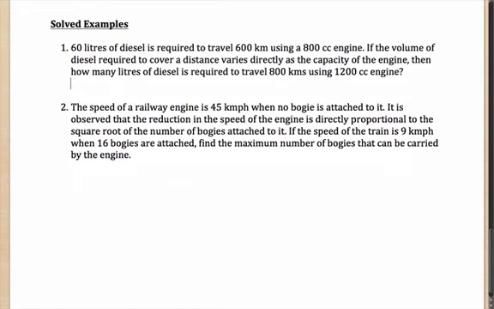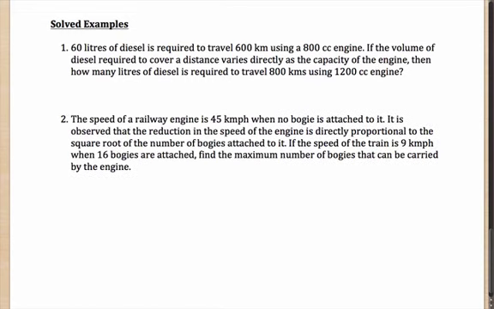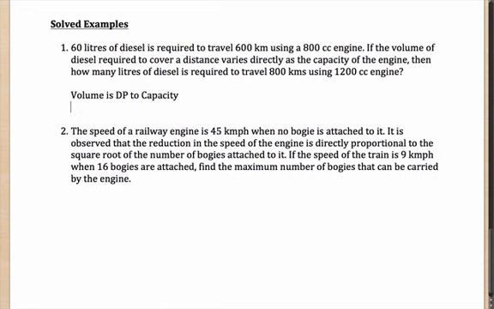So what am I given? I am given 60 liters is required for 600 kilometers using a 800cc engine. If the volume of the diesel required to cover a certain distance varies directly as the capacity of the engine. Okay, so the volume required is directly proportional to the capacity. Cool, that is one relationship we have.